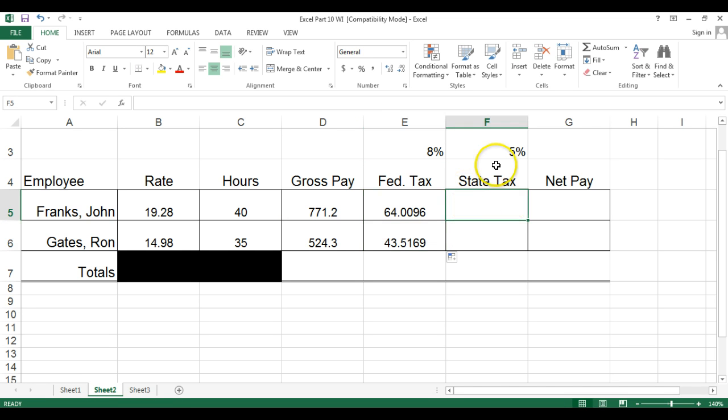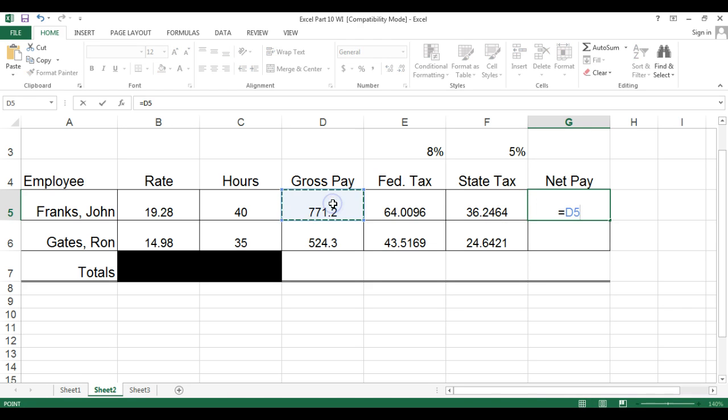Next. Again, we have to figure out state tax. Equal sign, going back to gross pay, times. And we are in column F, so it's dollar sign F. And we are still in row 3, so it's dollar sign 3. Pull that down. All right, our net pay. Remember, it's a little longer formula. Equal sign. Starting out with the gross pay, then taking out the taxes. Minus federal, minus state. Very good.